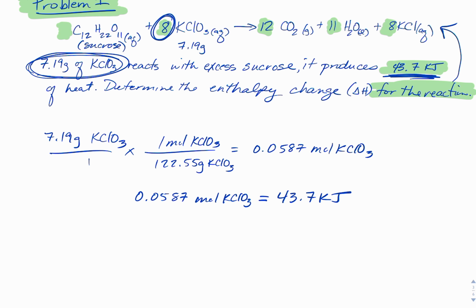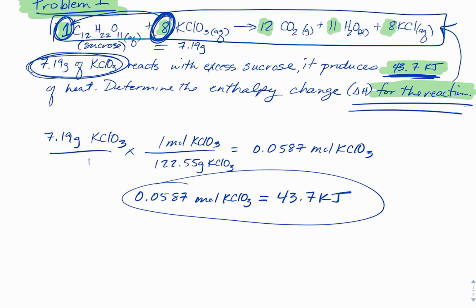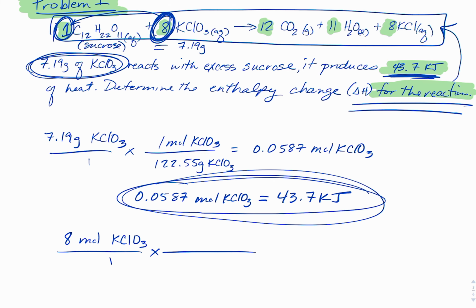However, this chemical reaction written up here says that whenever KClO3 reacts with sucrose, it's 8 moles that react with 1 mole. And so for us to find delta H for the reaction, we need to translate our value down here to 8 moles. So this is what we do. If we started with 8 moles of KClO3, how many kilojoules would that be? Well, we can just use this up here as a conversion factor.